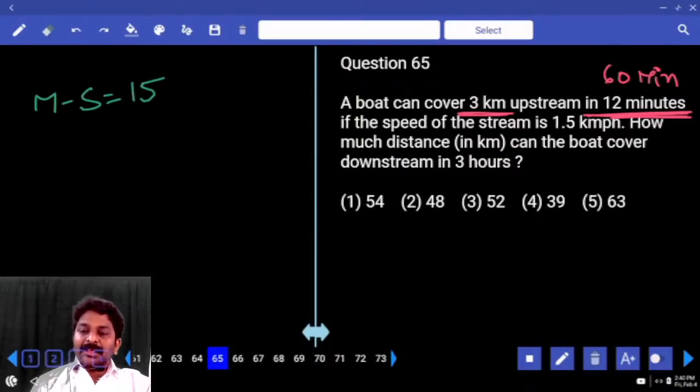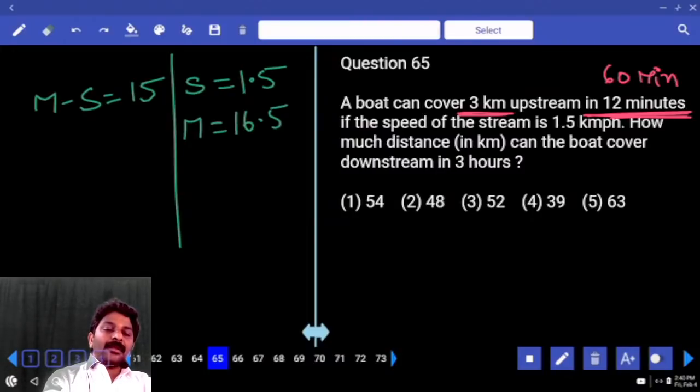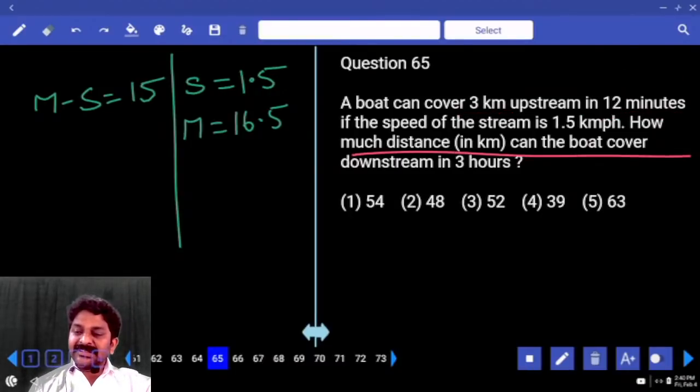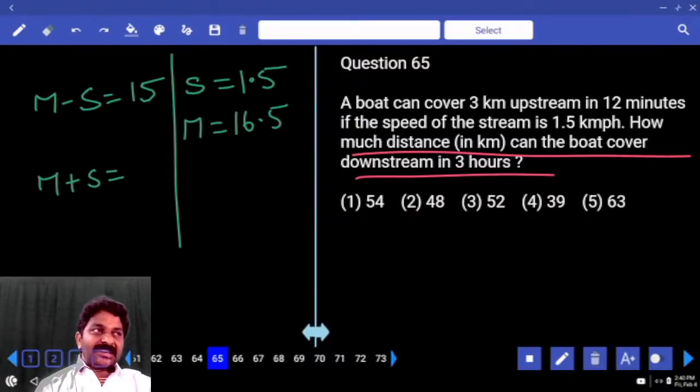Continue. The speed of the stream is 1.5 kilometers per hour. If S is equal to 1.5, then M minus 1.5 is 15, so M is 16.5. Now your question is, how much distance in kilometers can the boat cover downstream in 3 hours? Downstream is M plus S. We know M is 16.5 and S is 1.5, so M plus S is 18 kilometers per hour.